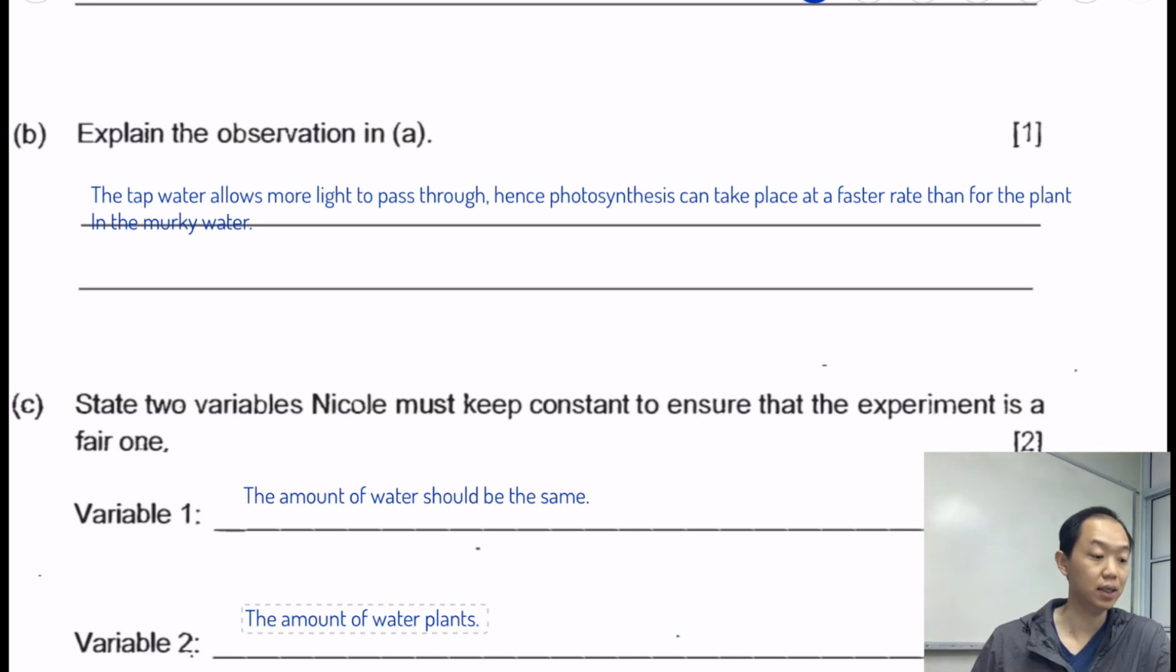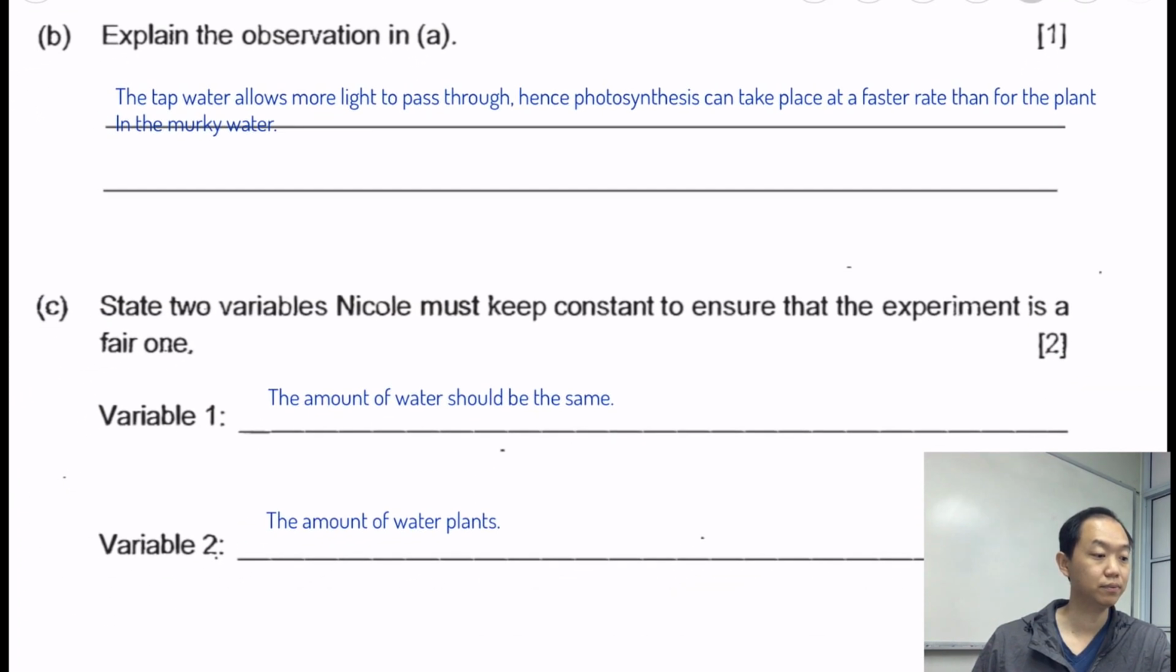Okay, so we don't want to have a case of different experiment results. Next.